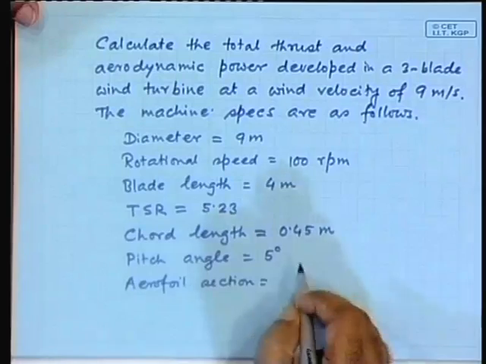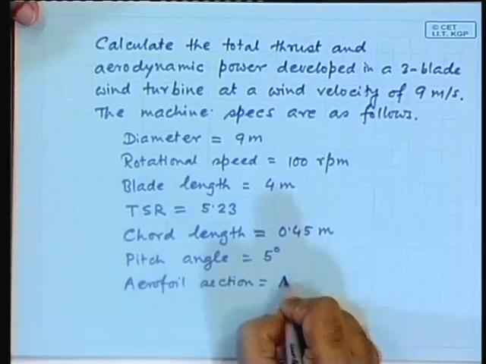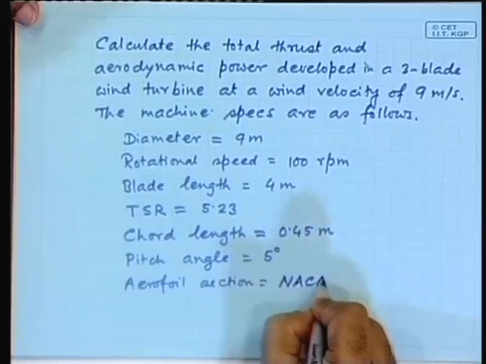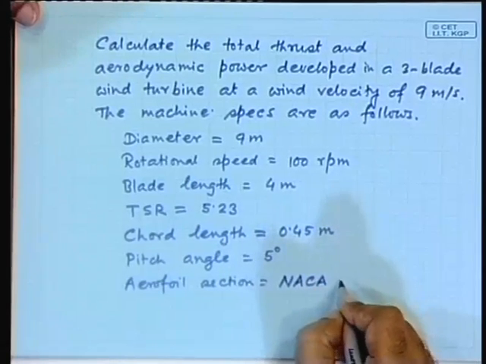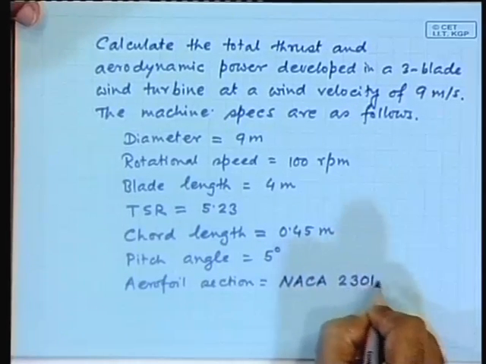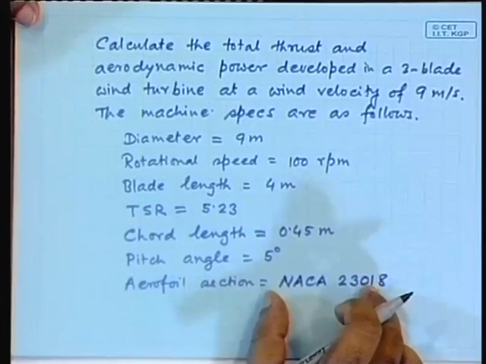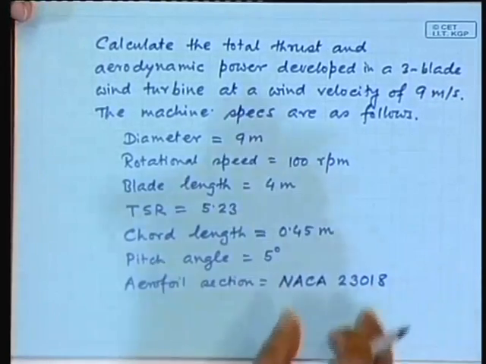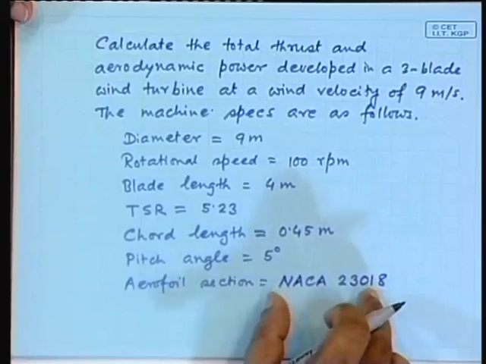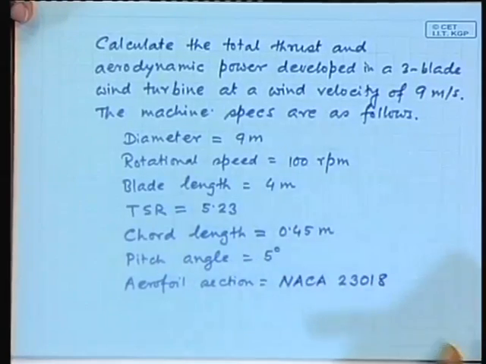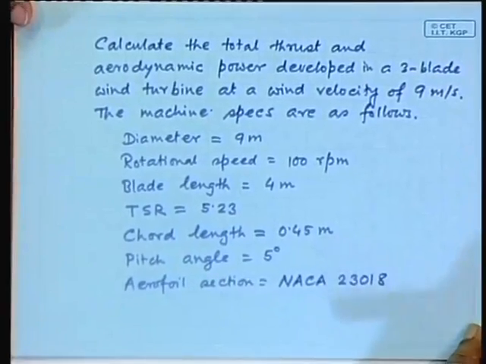Now, say we are now using NACA 23018, that is a particular airfoil, it goes by this particular name. So, we will need to retrieve the data for this particular airfoil to obtain the results.